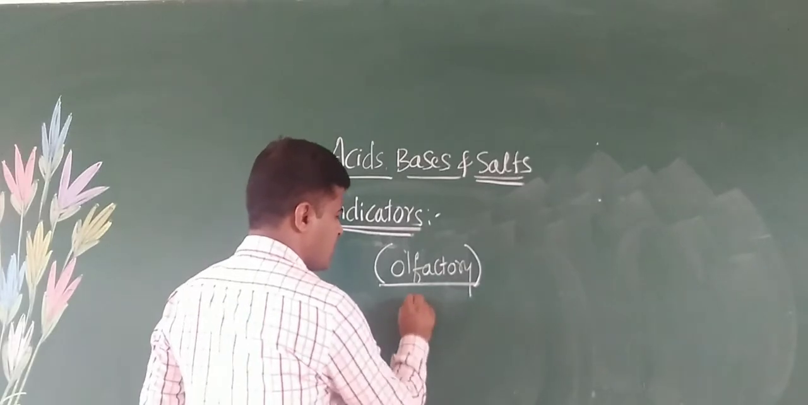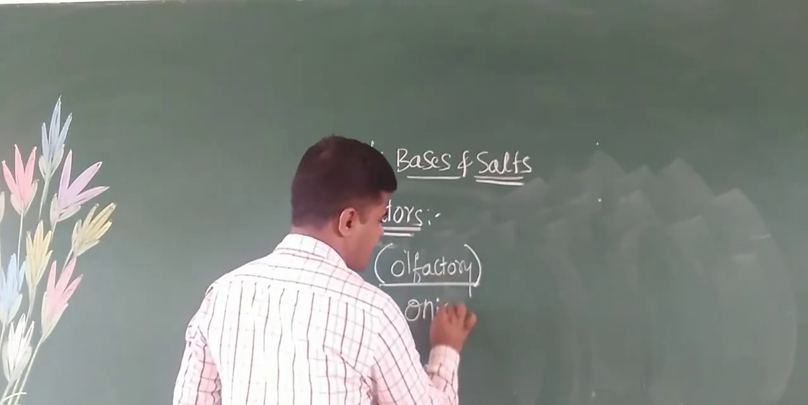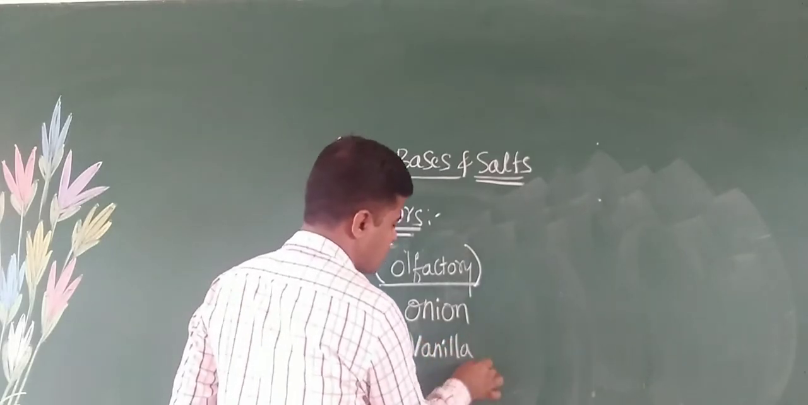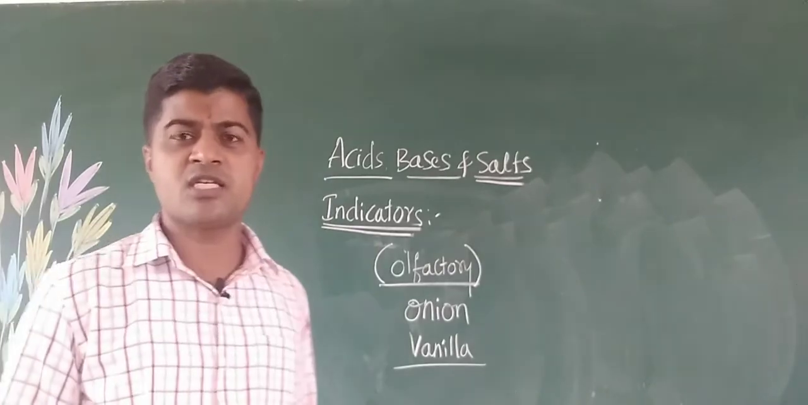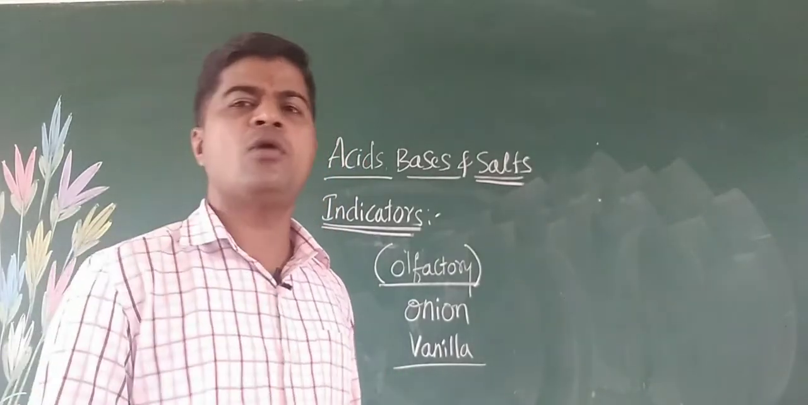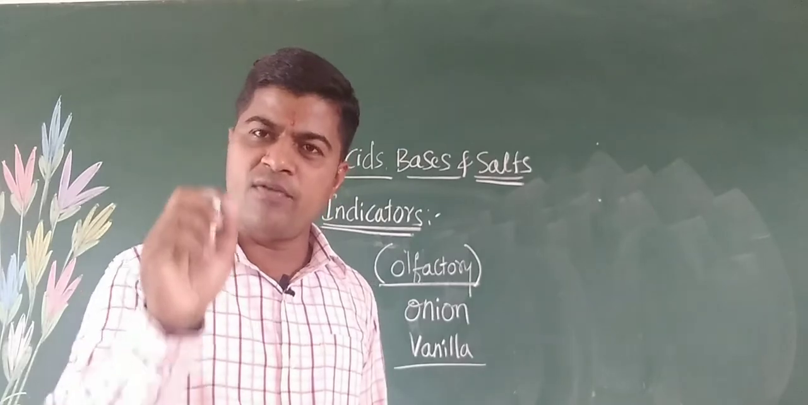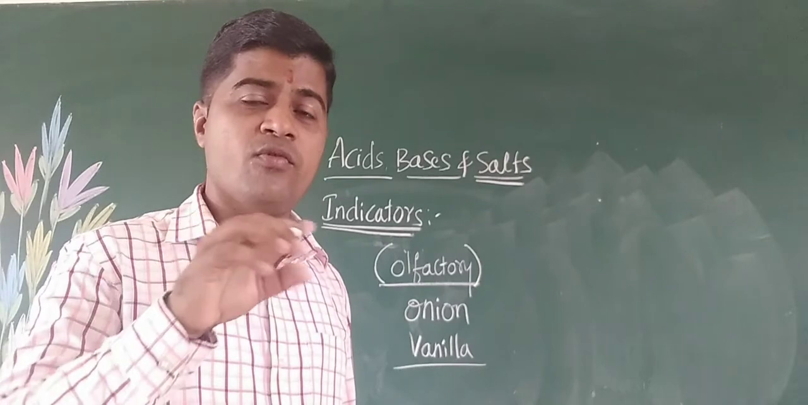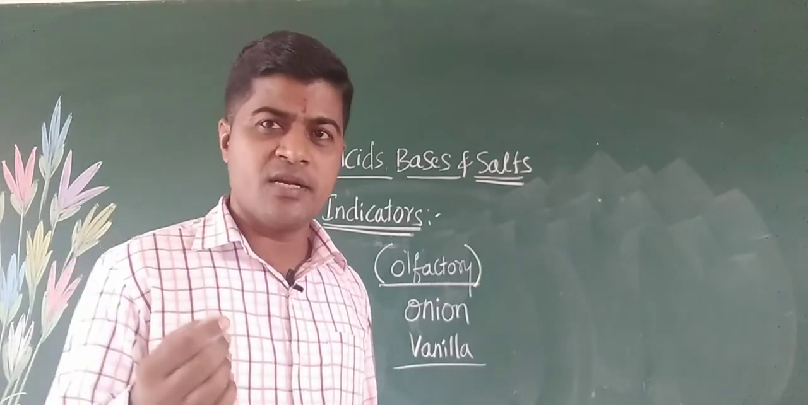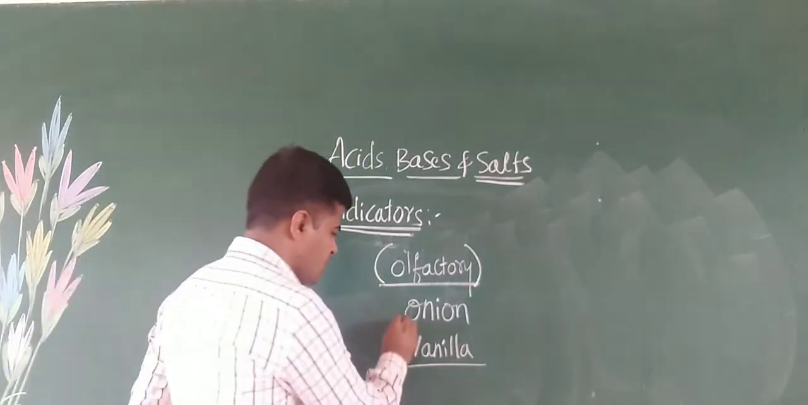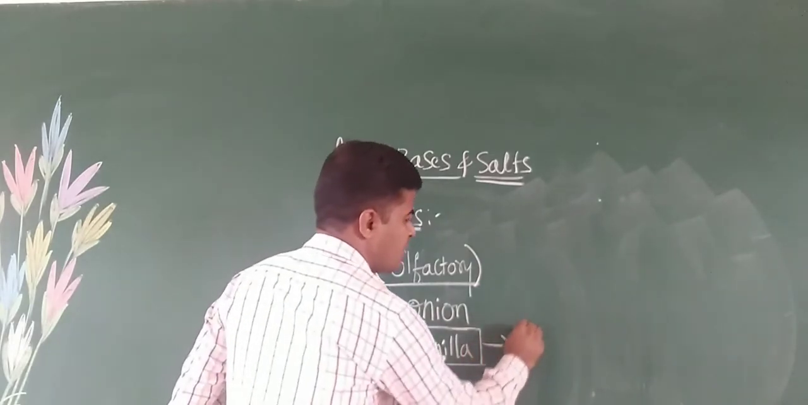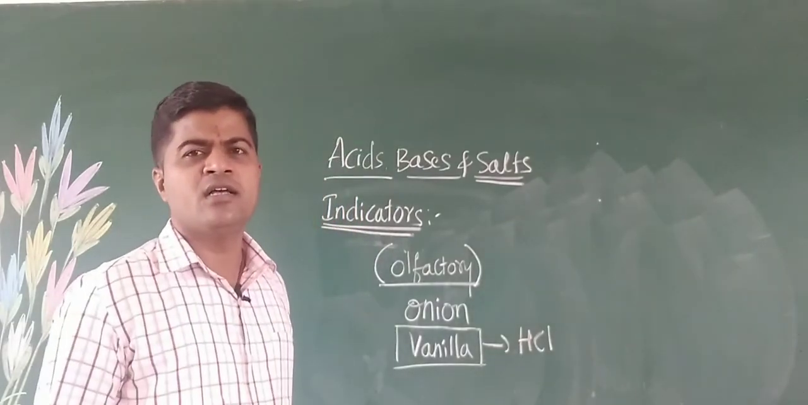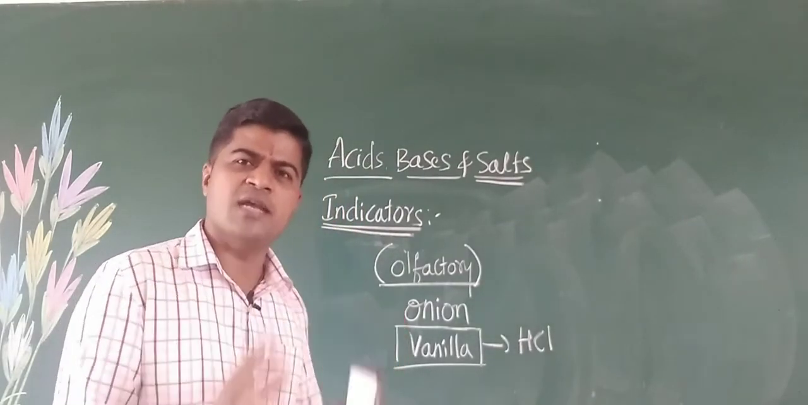The best examples you can take for olfactory indicators are onion and vanilla. Everybody knows vanilla ice cream. You have had the smell of vanilla; vanilla ice creams are very pleasant smelling. If you add acid like HCl to vanilla, the vanilla smell remains the same.